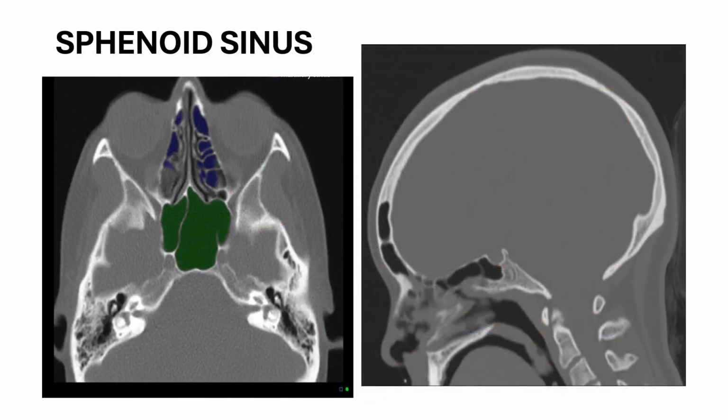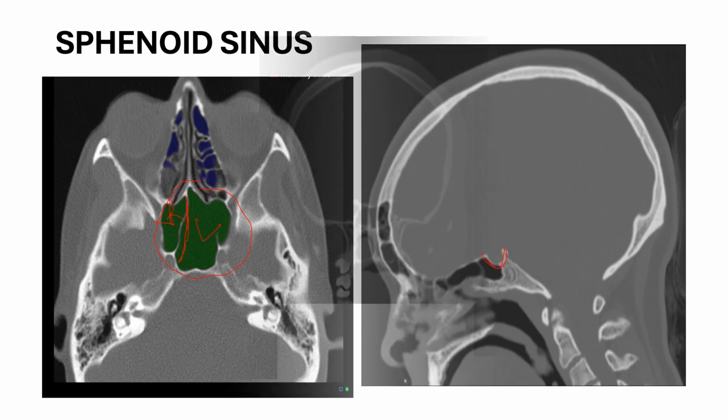Now the third sinus is the sphenoid sinus, and it is the most posterior sinus, as we can see in this image. This is the most posterior sinus. It lies within the body of sphenoid bone and anterior-inferior to the sella turcica, and it is separated by a thin bony septa. So this is the right sphenoid and this one is the left sphenoid sinus.